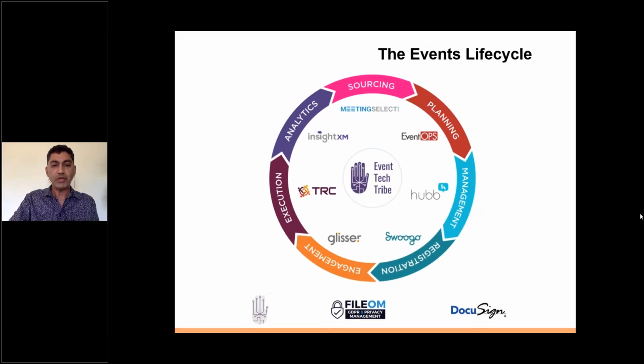What the diagram shows is the event's life cycle, and I'm just going to walk through it. And on the diagram are the 7 tools that Mike mentioned as part of the Event Tech Tribe. What I will say is, although I'm going to refer to them, whatever I'm presenting now is generic, so it applies to any tool. So you may be using one or none of the tools on the screen.